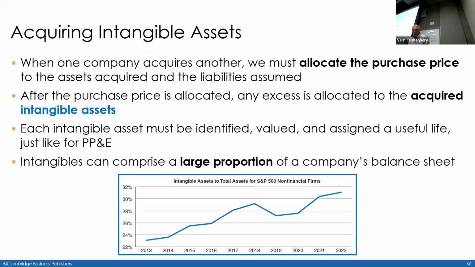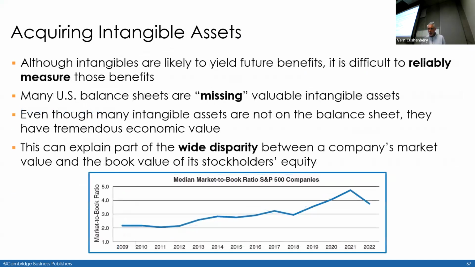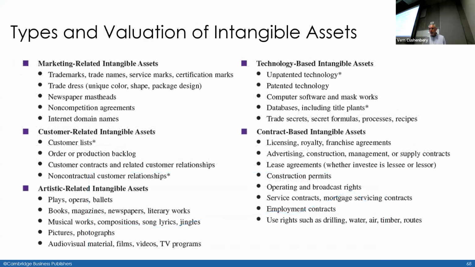Acquiring intangible assets. See this all the time. Business A buys business B, pays way more than book value for business B. Say book value is $1 billion. Business A buys business B for $10 billion. Well, you can take business B's balance sheet and discreetly identify everything on the balance sheet as being, check.